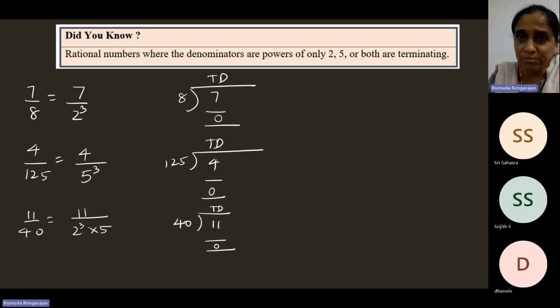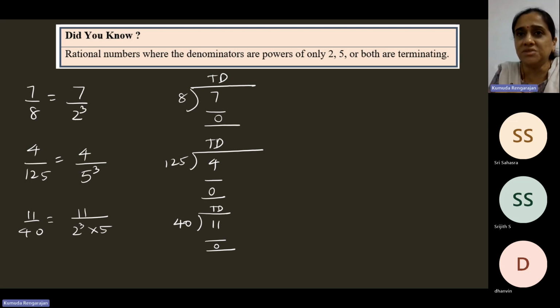Rational number, simplest form, denominator, prime factors: 2 or 5 or both 2 and 5, but nothing other than this. Such rational numbers will have a terminating decimal expansion. That means when you divide the numerator by the denominator, the division will come to an end with a zero remainder and the quotient will be a terminating decimal.